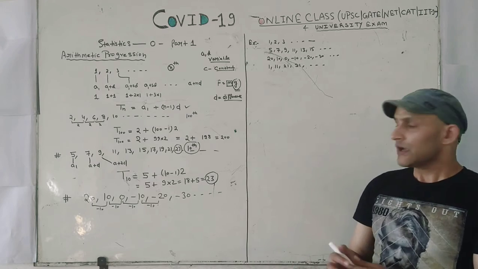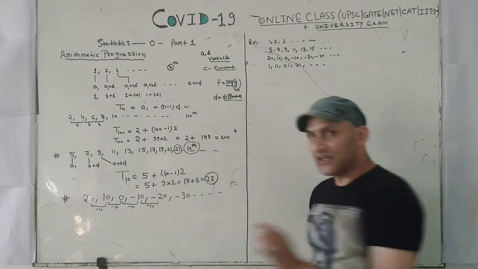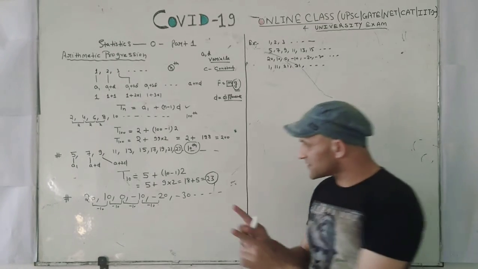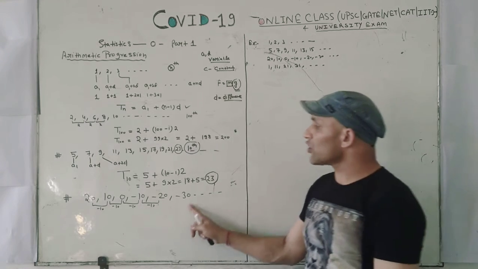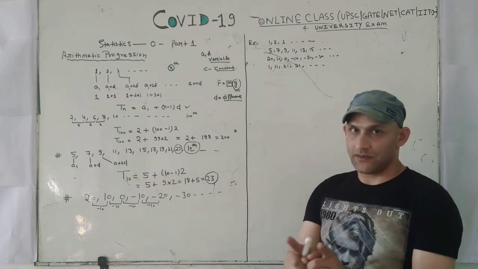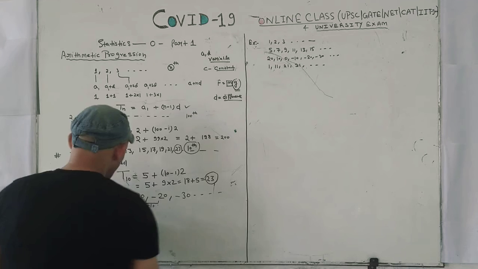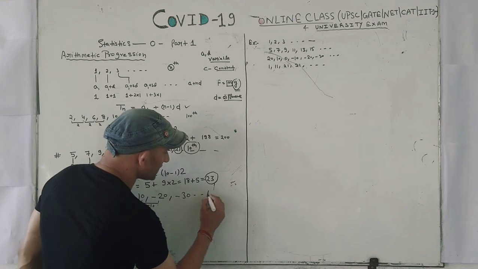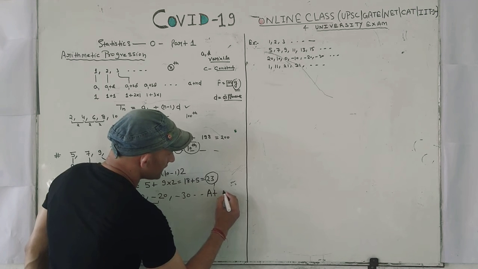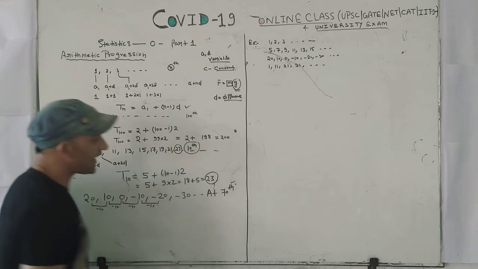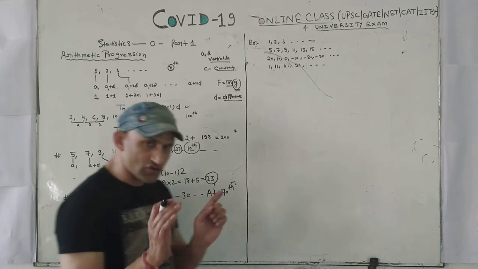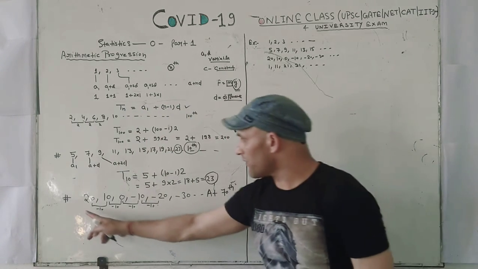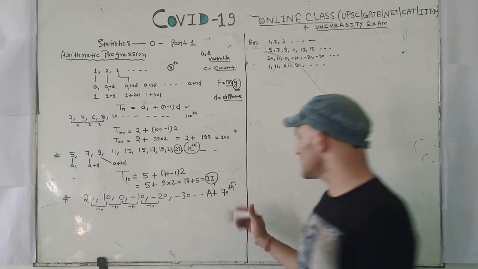So if every time the difference D is the same, it means that your series is an AP. Now if your series is AP, he is asking to find the value at the 70th position. Suppose he is asking at the 70th: if n is equal to 70, what will the value be? This is a very big value.